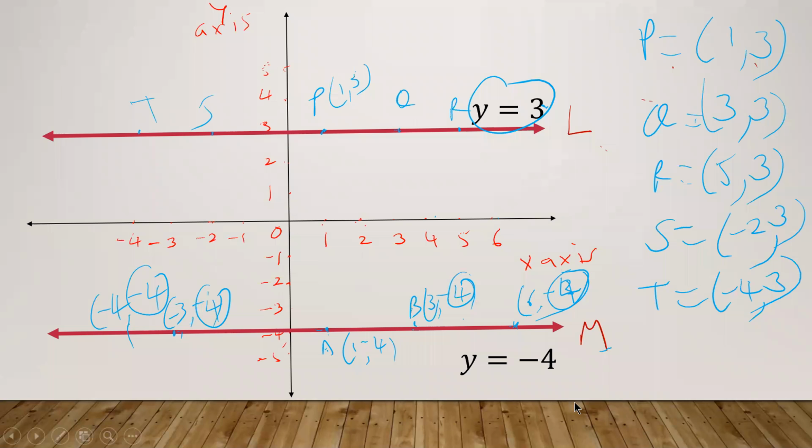So what we have learned today is that the equation of a line which is parallel to x-axis is y equal to some number. For a line parallel to x-axis but on the lower side, it is also y equal to some number, but that number will be negative. If the number is positive, the line will be above the x-axis. If the number is negative, like for example here, the line will be below the x-axis.